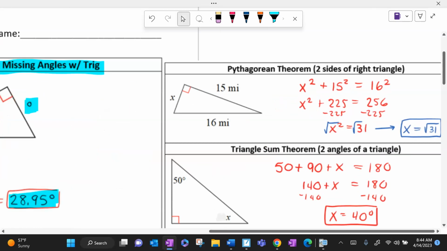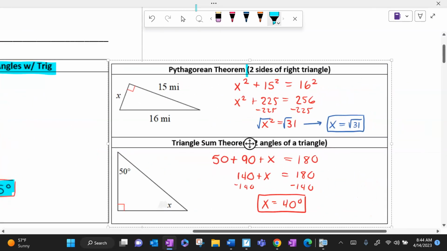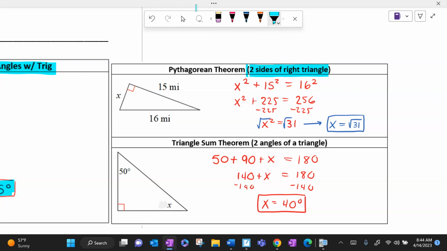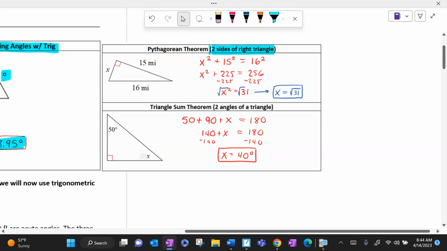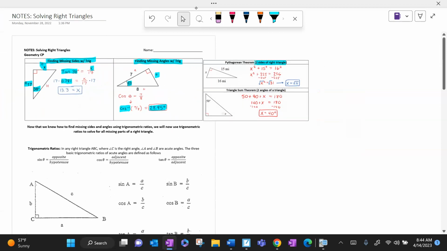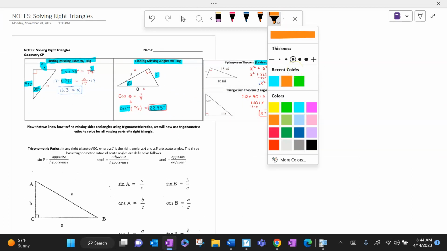Of course, we have the good old Pythagorean theorem, like I mentioned earlier. You have to know at least two of the three sides to be able to solve for the third. Remember, we've got A, B, and C, where C, or hypotenuse H, is always the side across from the right angle, so make sure you don't mix that up. A and B are interchangeable. And finally, the triangle sum theorem. We know every triangle's three angles have to add up to 180 degrees. So we're going to use all of these skills in order to solve for whatever happens to be missing in these right triangles.